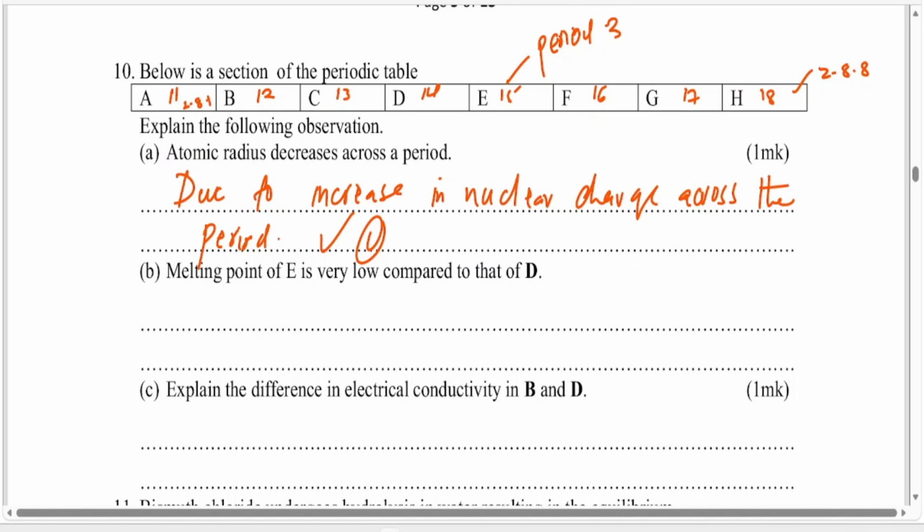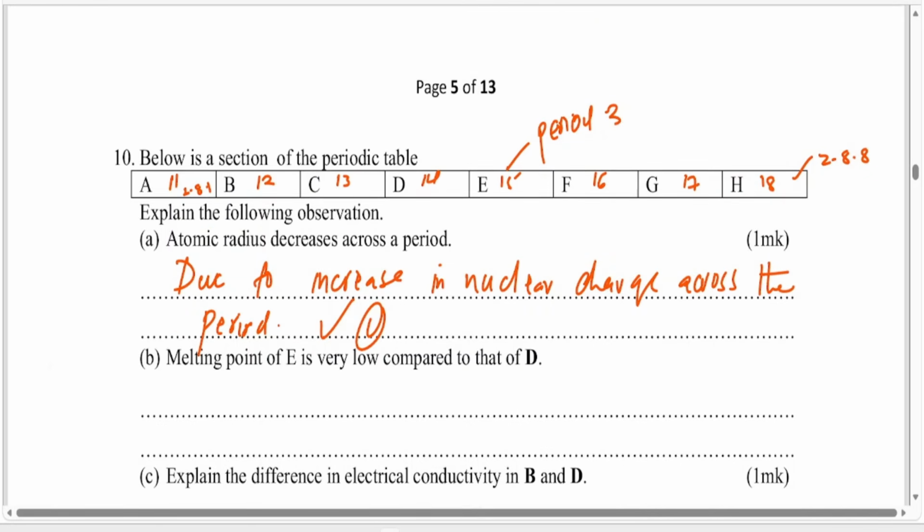B, melting point of E is very low compared to that of D. Looking at E and D, we are told that the melting point of E is very low compared to that of D. E, learners, is phosphorus according to that period, and D is silicon. Silicon, the molecules in silicon are held by strong covalent bonds, the atoms, but in phosphorus they are held by weak van der Waals forces of attraction.